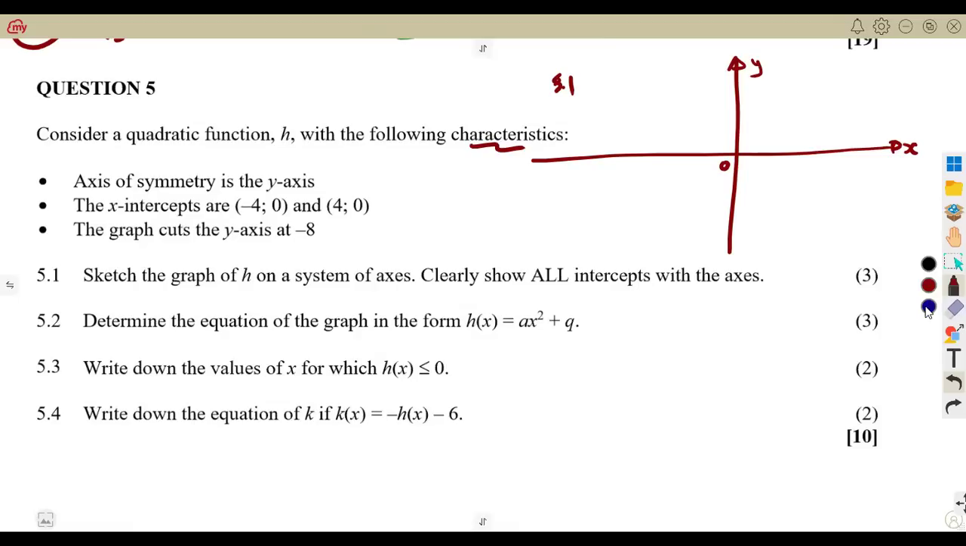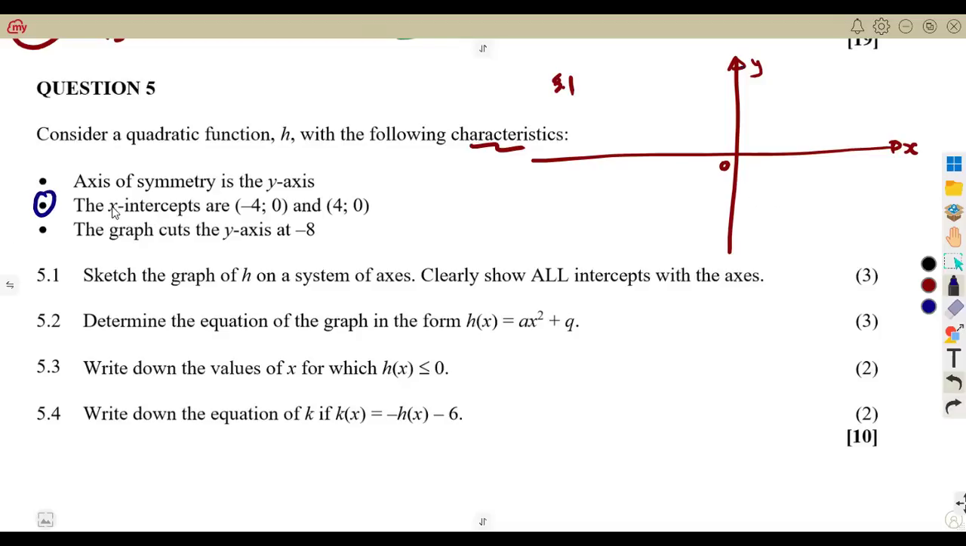So they said the axis of symmetry is the y-axis. So our graph is simply divided into 2 equal parts. It's either like this or like this, but it is divided along the y-axis. That's what they are trying to say. For now, we cannot know because we do not have any other information. Let's move on to another one.